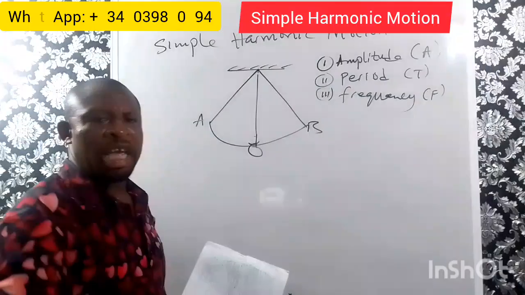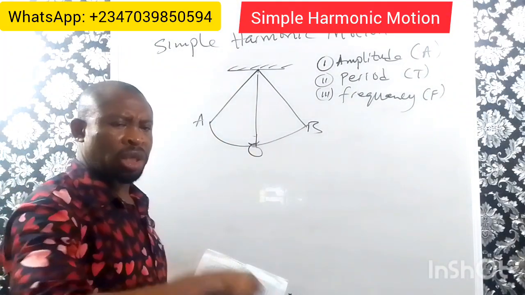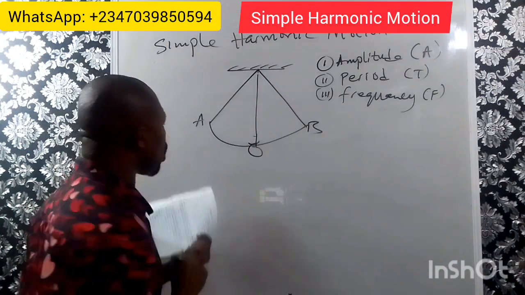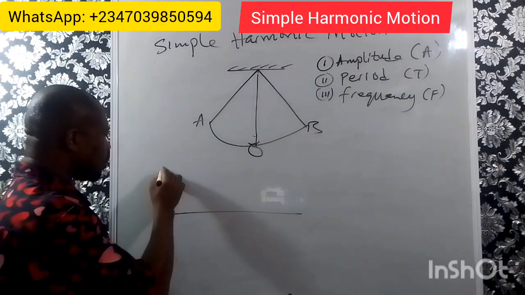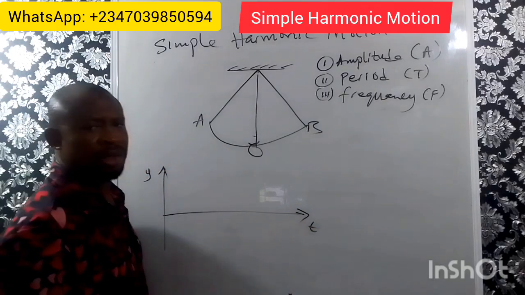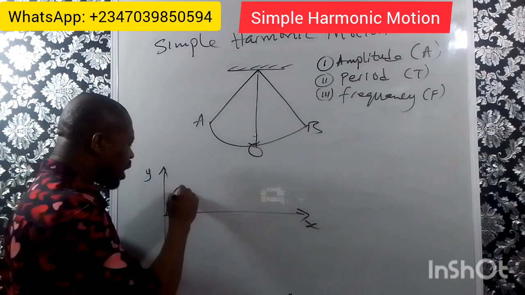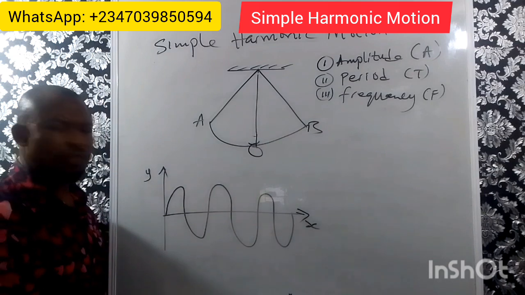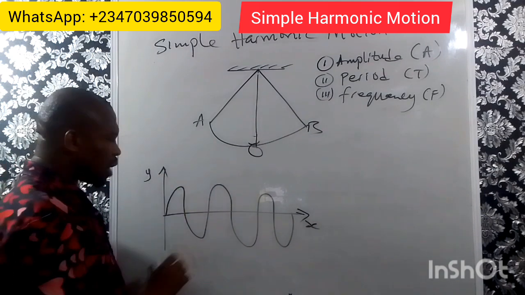Remember, if a body is moving either up and down, back and forth, or to and fro, it can be represented pictorially. This is the y-axis. Let's say this is a time axis, or x-axis. Now, if this body is moving up and down, we can use this sinusoidal curve to represent it, up and down, up and down.